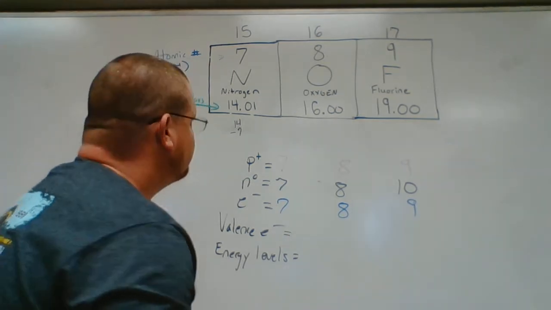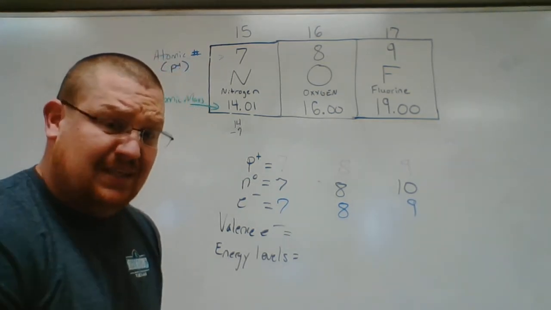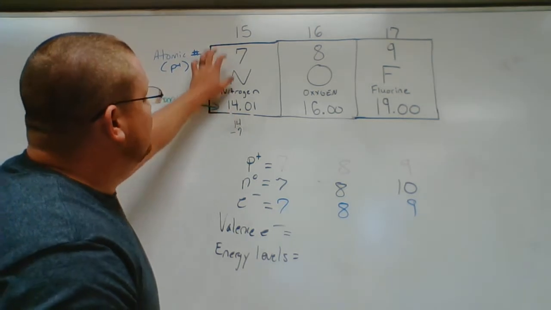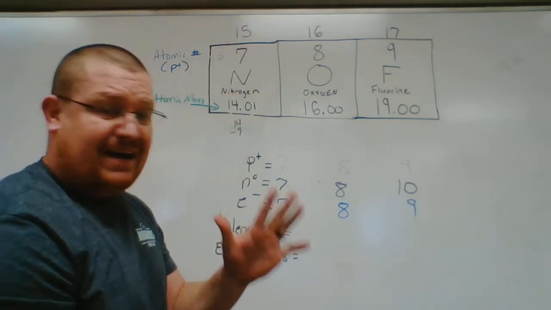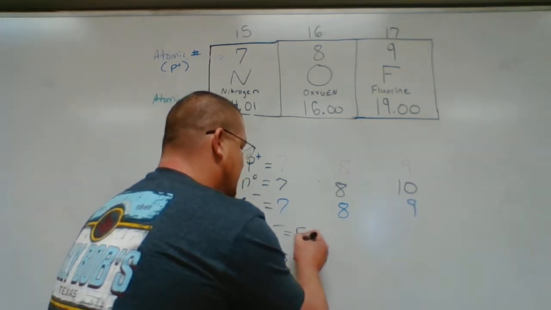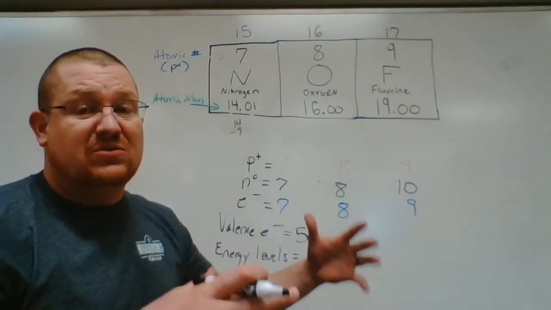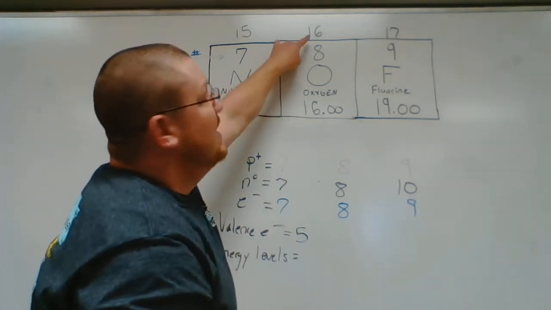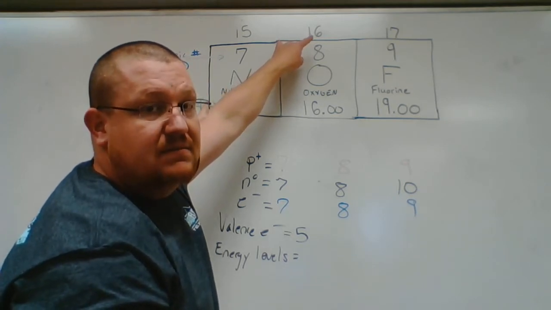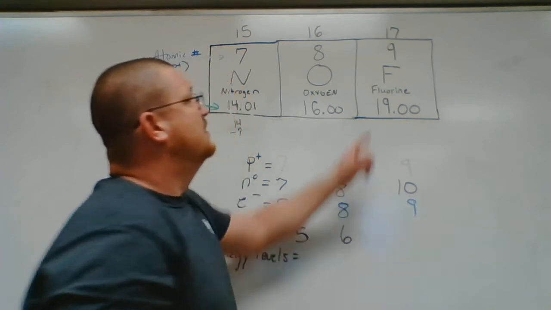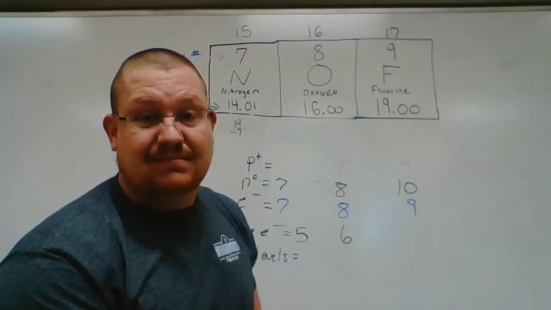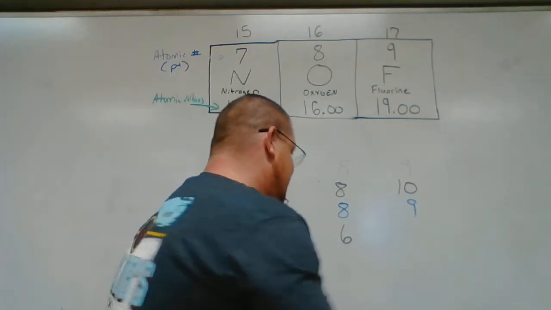Valence electrons. This is based on what group it's in. So nitrogen's in group 15. We'll cover up the 1 here. It's going to have 5 valence electrons, and that means electrons that are in the outermost energy level. Oxygen's going to have not 16, can't have 8. So it's going to have 6. Fluorine, nope, not 17. You're right, 7.